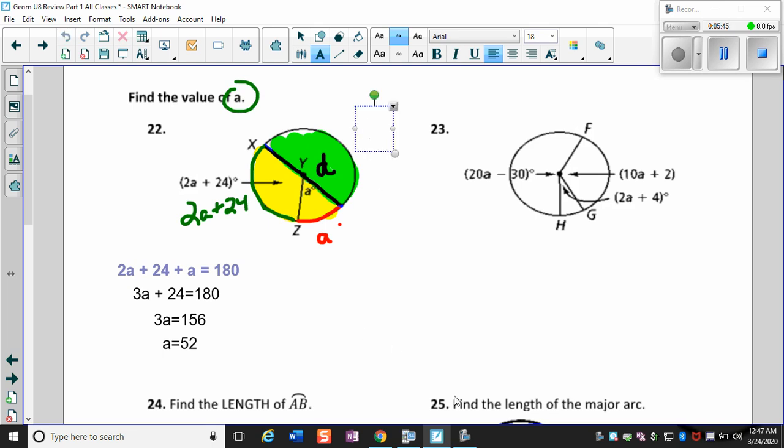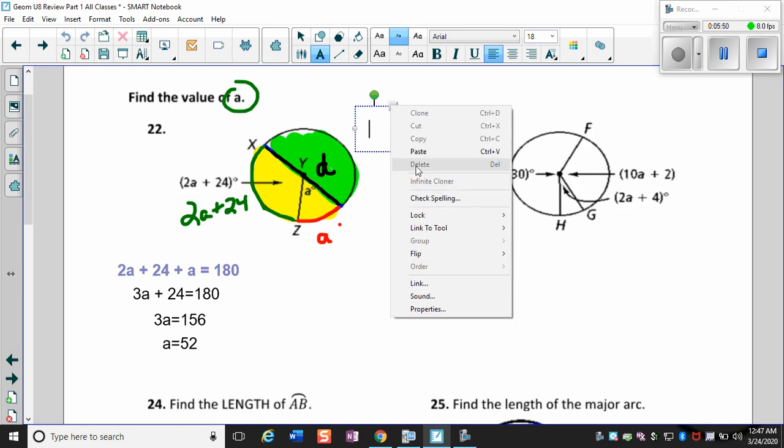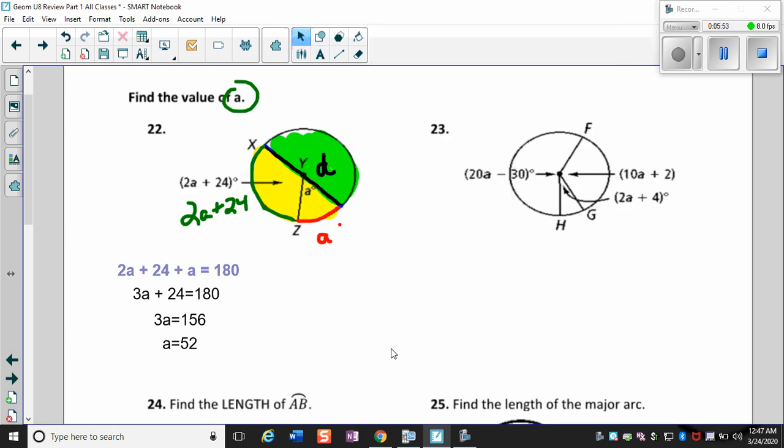Moving on to 23. Taking the same idea here for 23, let me delete this. Here in 23, we have lots of central angles. You have one central angle, here's another one, and here's another one. The biggest central angle measures 20A minus 30 degrees. The next biggest central angle has a measurement of 10A plus 2 degrees. And the smallest central angle has a measurement of 2A plus 4 degrees.